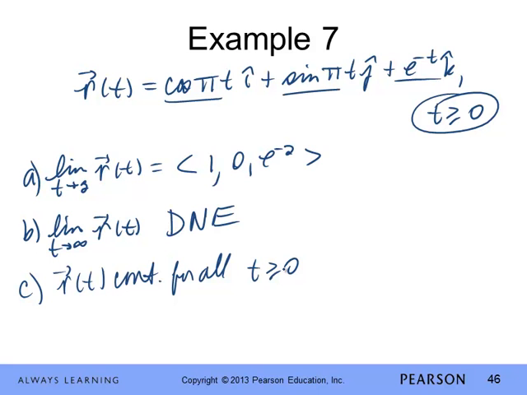Now, in the book, they say r is continuous for all t. But, again, by the definition of the function, we're restricted to the non-negative values for t. So, all values for t greater than or equal to 0. It's all good. All right, so that's it for now.